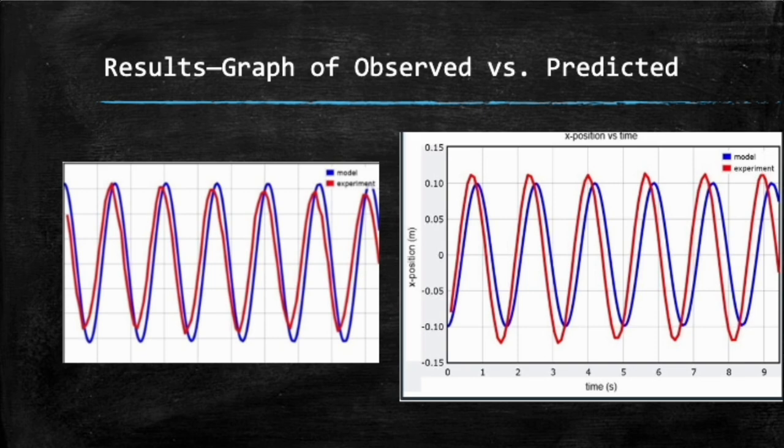Now here are our graphs of the observed versus predicted position. In this graph, we compare the observed motion from Tracker with the predicted motion from the model we created. The close alignment between the two confirms the accuracy of our computational model. The one on the left is the y-axis, one on the left is the x-axis, one on the right is the y-axis. When experimental results and model predictions align closely, it strengthens our understanding and application of the physical laws that govern the system.